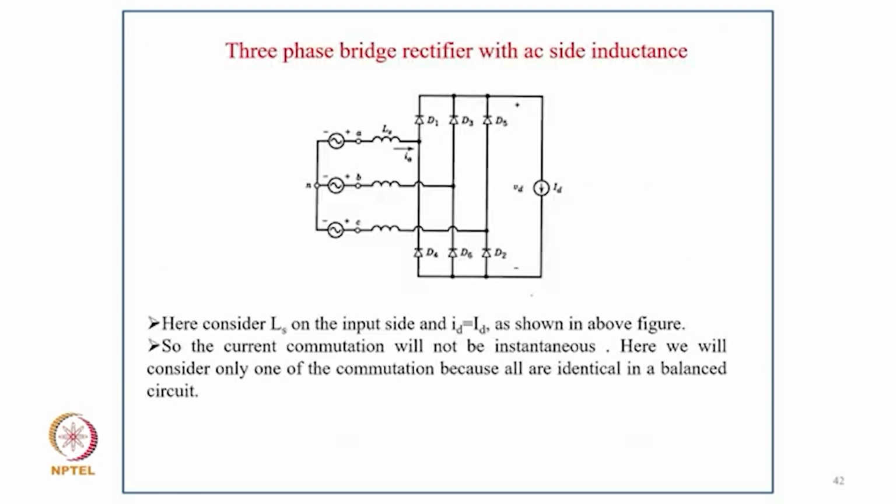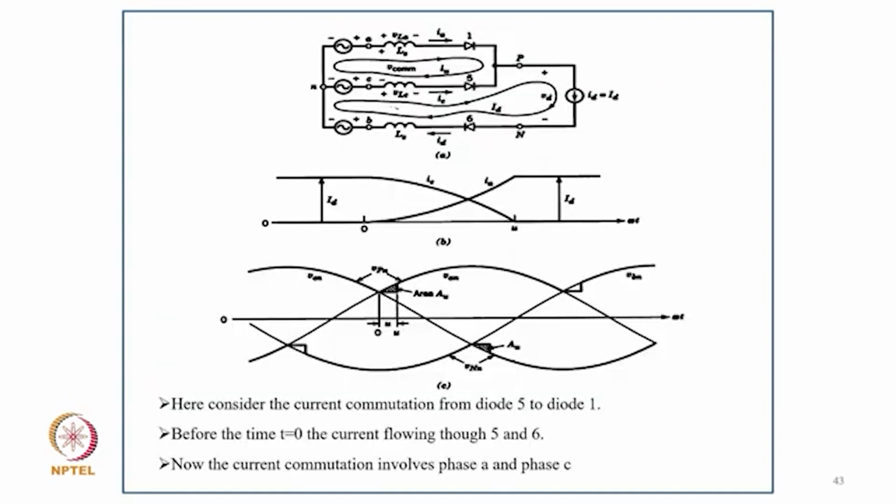Now coming to the 3-phase rectifier with the AC-side large inductor to behave as a current source. Here we consider LS on the input side and small i equal to capital I, as in the figure. The current commutation will not be instantaneous, hence we will consider only one commutation, because all are identical in a balanced circuit, and these are typically because of source impedance, as in the typical commutation.